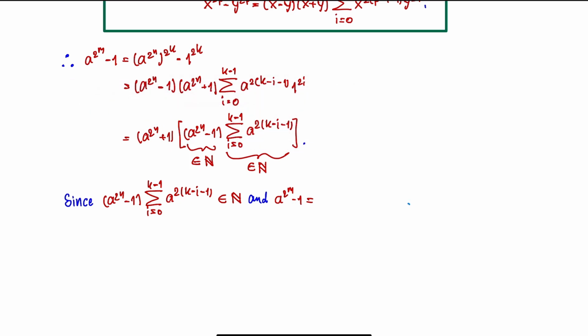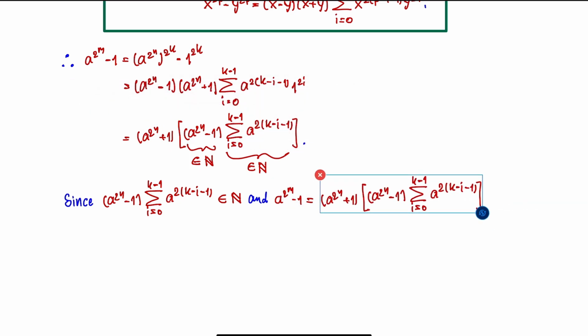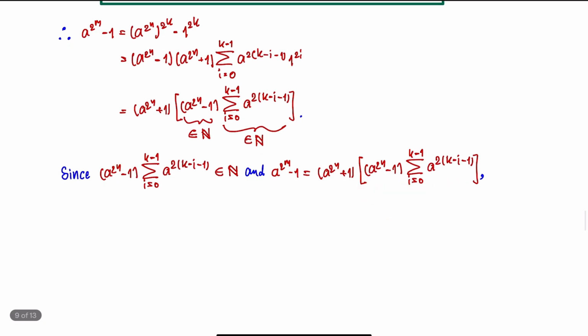then what do we have? This is our divisor, a to the 2 to the n plus 1, and this is our quotient. So we can conclude that a to the 2 to the n plus 1 divides a to the 2 to the m minus 1. That's it for this proof.